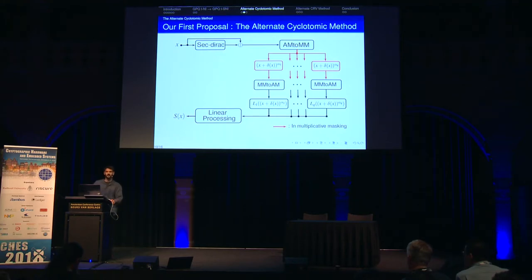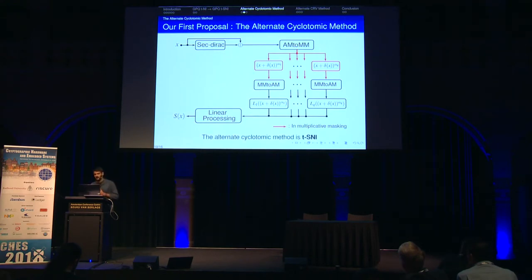Finally, it converts back those powers, and those powers only, into an additive masking with several uses of MM to AM transformation. And finally, it can evaluate the linearized polynomials whose monomials belong to the same cyclotomic class very efficiently, since an additive masking is used. And the evaluation of S of X is completed only with linear processing using an additive masking. So the red arrows on the figure show that we only use a multiplicative masking to derive a set of few powers. And since the conversions are very costly, we only have a few transformations to compute, which is also very efficient.